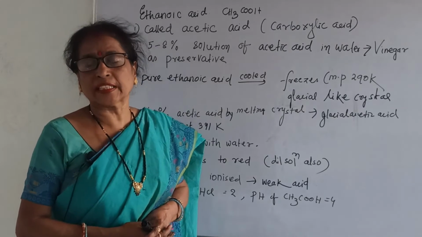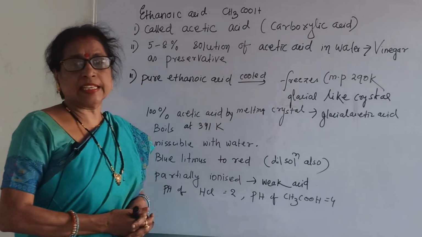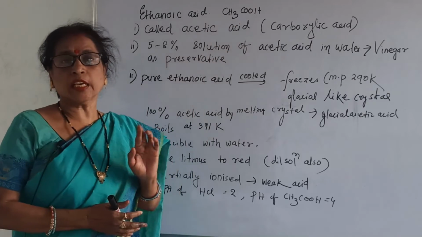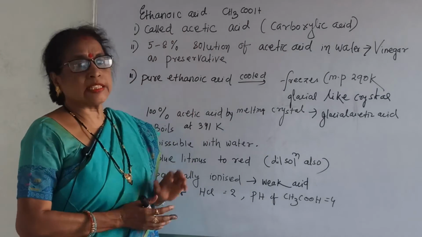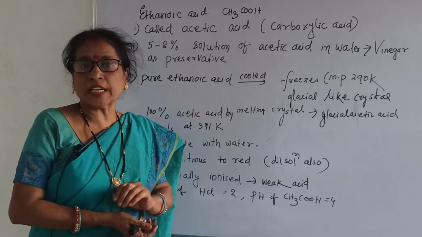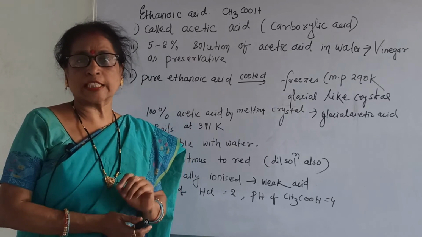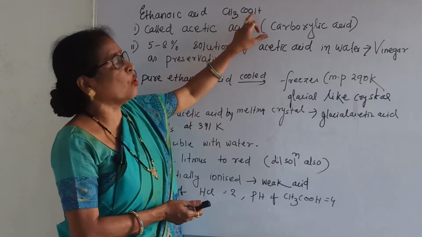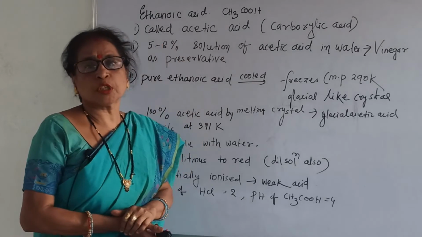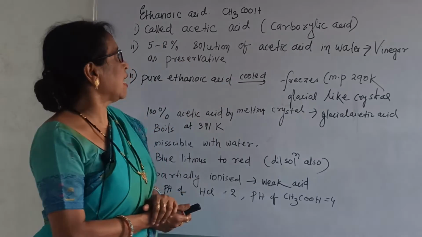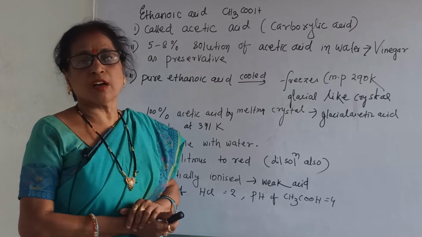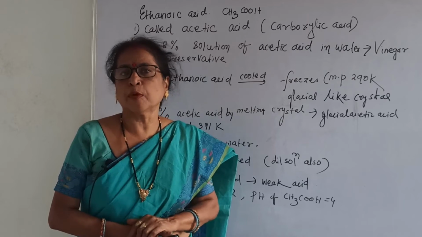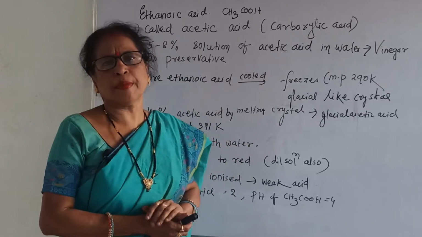Now the next compound is acetic acid, IUPAC name ethanoic acid, formula CH3COOH. It is also called acetic acid, and it is a type of carboxylic acid. Carboxylic acid means an organic acid which contains the COOH group. A 5 to 8% solution of acetic acid in water is called vinegar. Generally vinegar is used in cooking and as a preservative for pickles and many food materials.